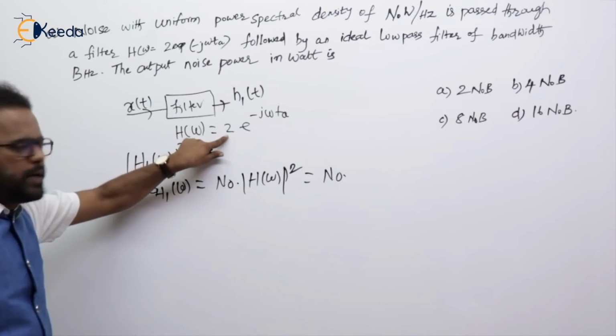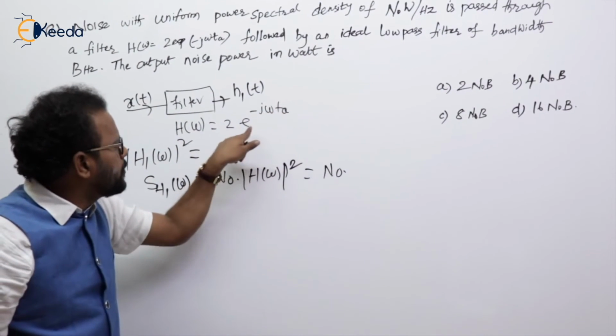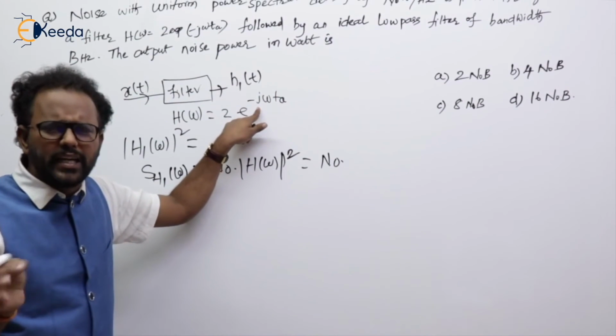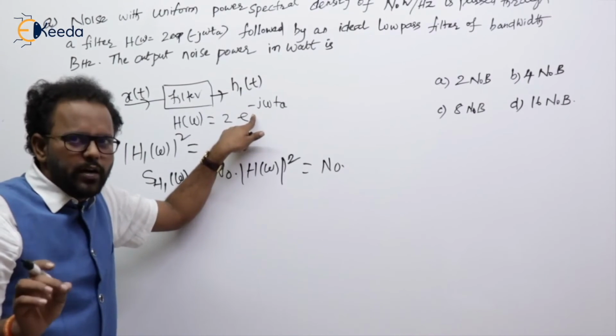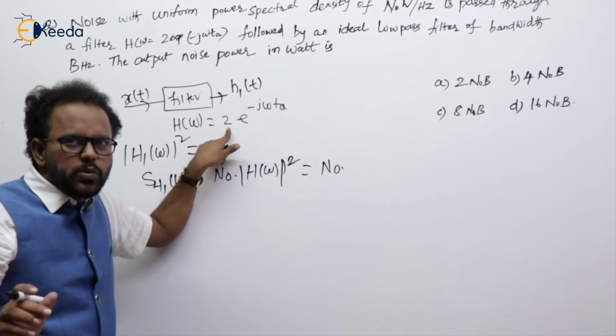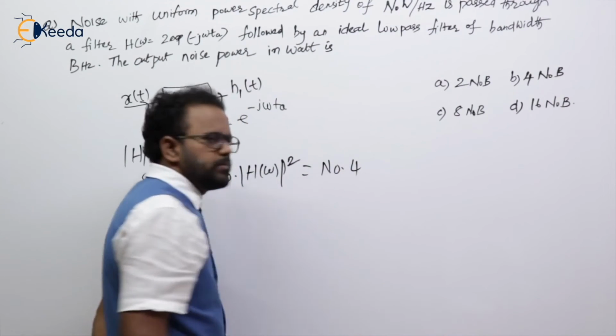This is the H(ω). What is the modulus of that? The modulus of e^(jωt_d) has magnitude 1, and the modulus of 2 is 2. 2 squared is 4, so I can say its value is 4.